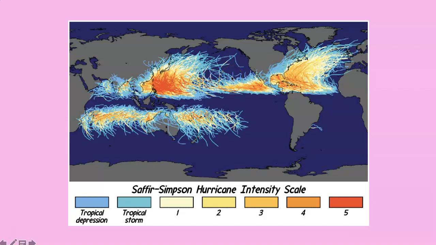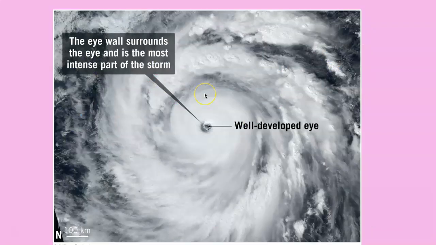You can see quite readily that the worst storms seem to be the typhoons over here in the Pacific. And that's because the Pacific Ocean is larger than any other ocean. And the more one of these storms spends over the water, the more it builds up its energy and its strength. Let's talk about the different parts of the hurricane.